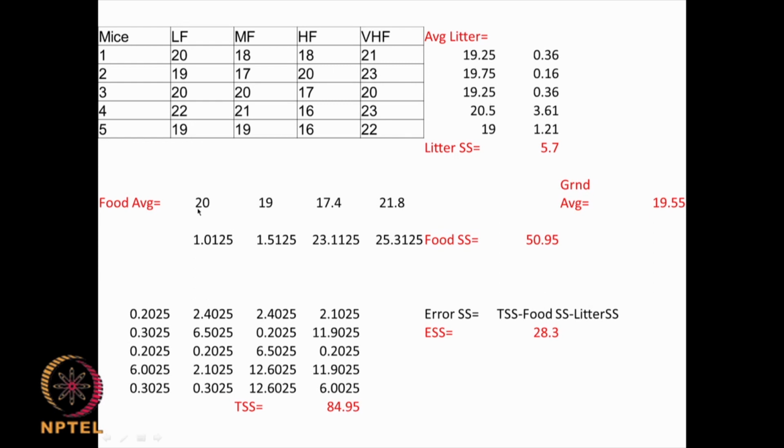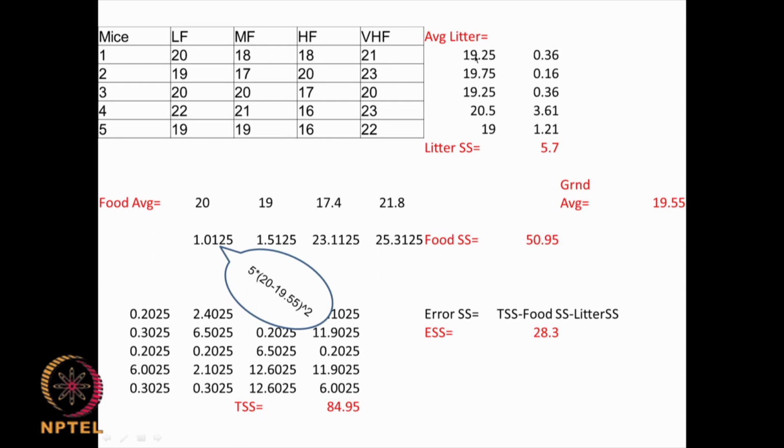Now, how do you calculate the sum of squares for food? 20 minus 19.55, square it up, multiply by 5. Why do I multiply by 5? Because there are 5 terms. So, 19 minus 19.55 squared multiplied by 5, 17.4 minus 19.55 squared multiplied by 5, 21.8 minus 19.55 squared, and then add all these, I will get the food sum of squares.